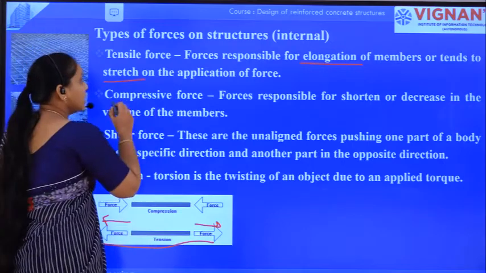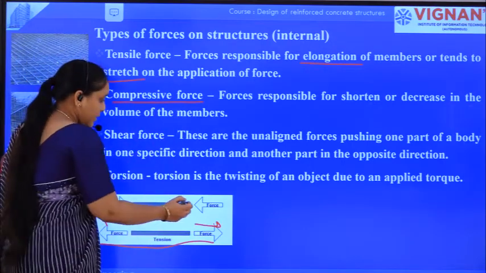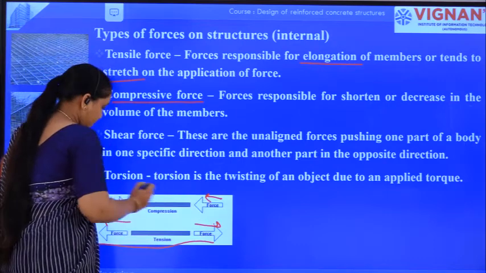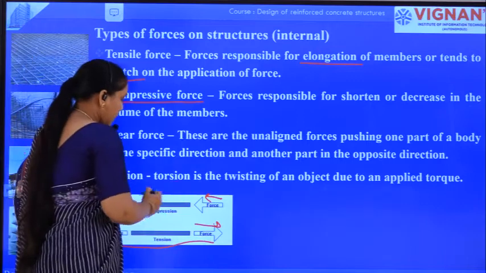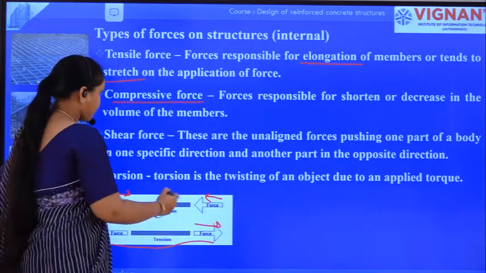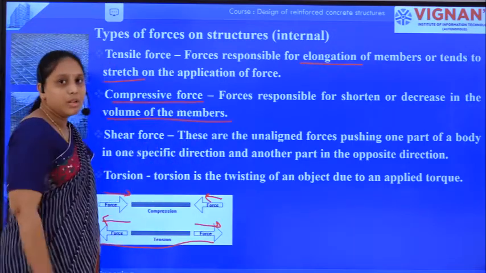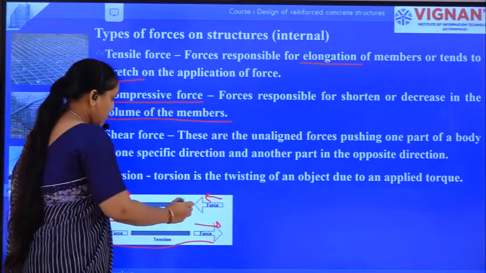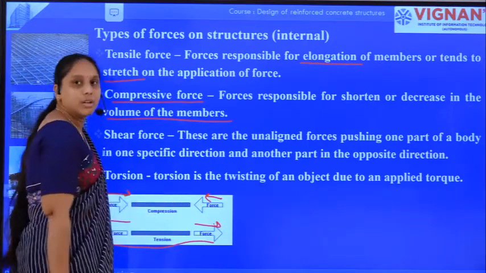So next one is the compressive force. How is it applied? The compressive force is applied like this. So due to the application of the compressive force, what will happen? The particular member will shorten, or there will be a decrease in the volume of the members.